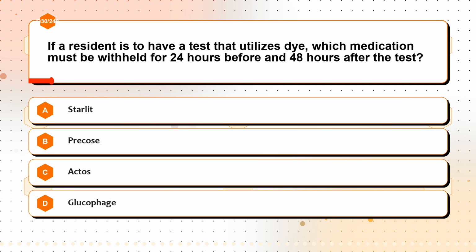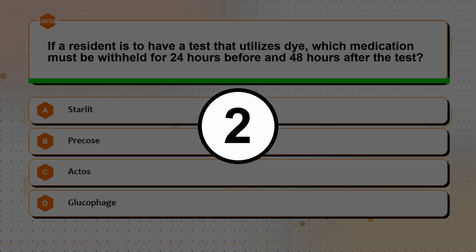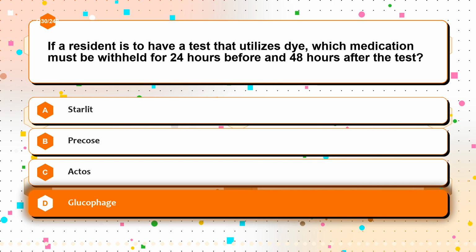Question 30. If a resident is to have a test that utilizes dye, which medication must be withheld for 24 hours before and 48 hours after the test? Here are the options. Option A, Starlix. Option B, Precose. Option C, Actos. Option D, Glucophage. The correct answer is option D, Glucophage.